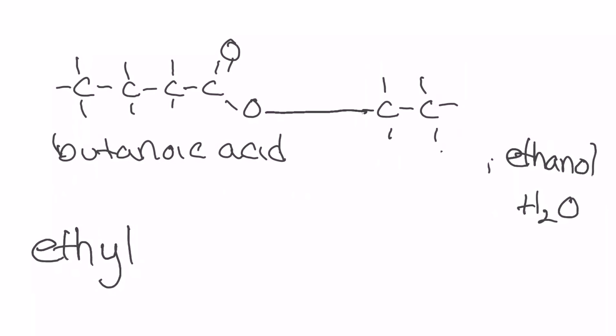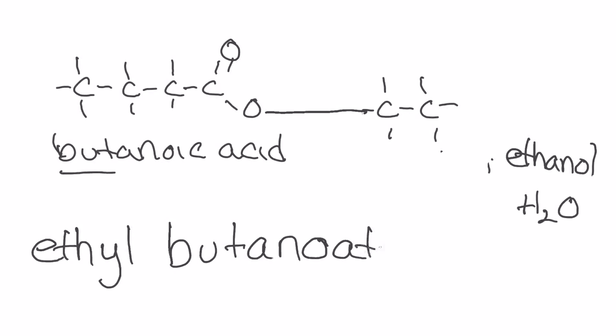The other part of the molecule has 4 carbons, 1, 2, 3, 4 for the but. So we still have the but part. It still has single bonds between them, so we have the AN part. But it's not an acid anymore, so the ending for esters is OATE. So this ester would be called ethyl butanoate.